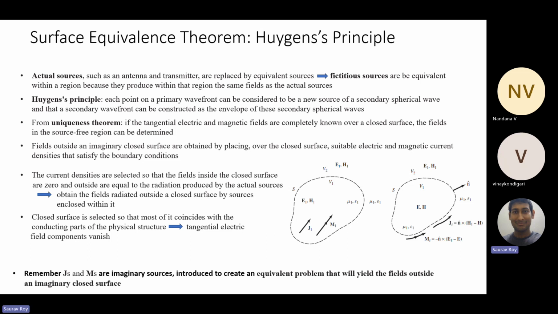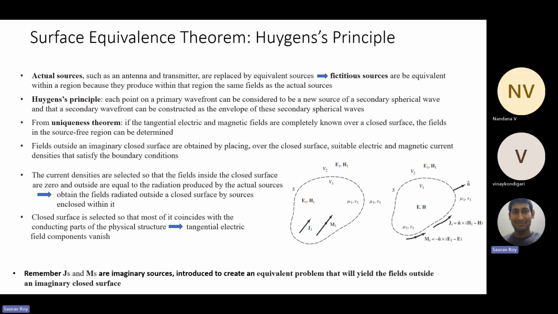So the question is, how do we simplify the problem? How do we calculate E1 and H1 without calculating the whole area? If you take everything into account, it may be very complicated, or the computation time may be much more than required. So to simplify the problem, we create an imaginary problem from our actual real problem.